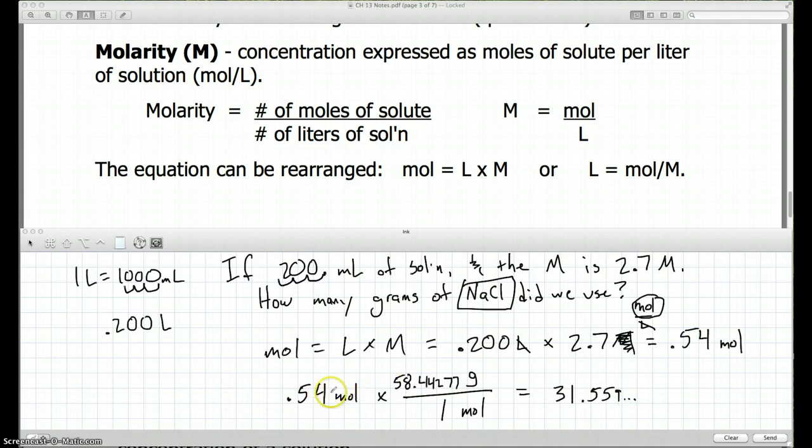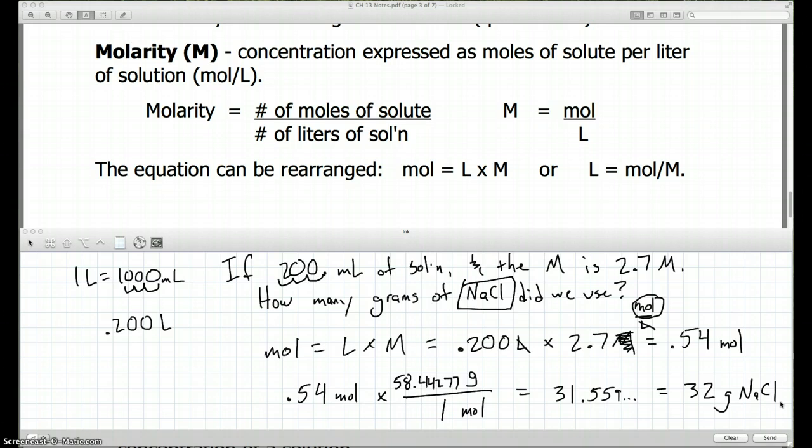Well, I've got 2 sig figs here, and actually I should talk about that. When I get the moles up here, this has 2 sig figs, this has 3 sig figs, so my answer should always be with the smaller number of sig figs, so 2 sig figs. So 2 sig figs here, 2 sig figs here, that means my final answer is 32 grams of NaCl.